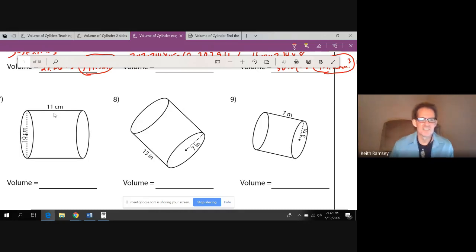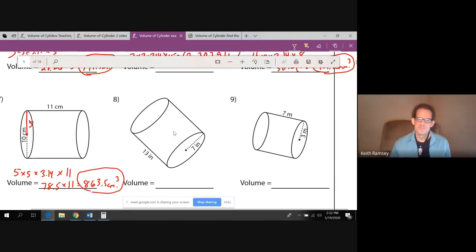Okay, let's look at number 7 together. So this is the diameter. For this formula, I want the radius. So half of 10 is going to be the radius of 5. So I'm going to multiply 5 times 5 times pi. And that's going to give me the area of the base. And I want to multiply it by the height to get the volume. So I know 5 times 5 is 25, times pi is 78.5. And I multiply that by the height of 11. And that would equal 863.5 cubic centimeters.